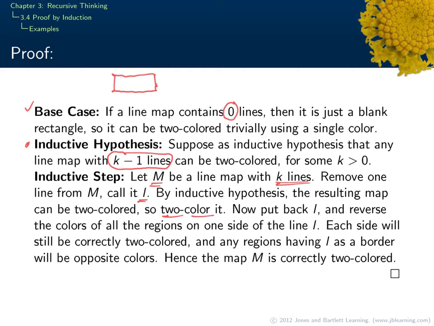So once you've two-colored this line map with k minus 1 lines, you put back the line L that you removed, and you reverse all the colors of all the regions on a single side of L. If you do that, then what you will get is a two-coloring of the original line map M, and that proves the theorem.